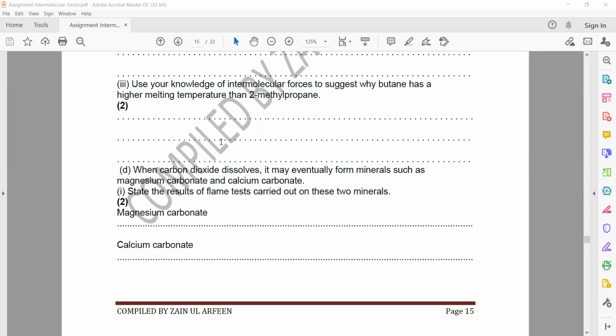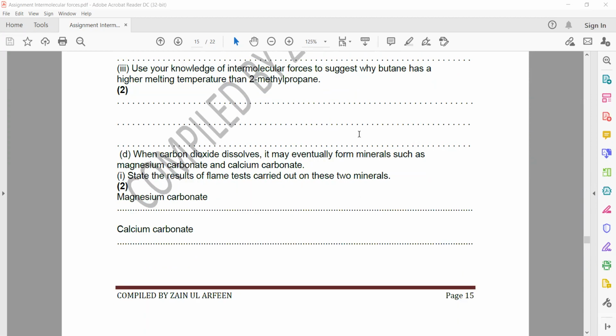When carbon dioxide is dissolved, it may eventually form a mineral such as magnesium carbonate and calcium carbonate. So state the result for the flame test. For magnesium, it is giving energy, but that is not in the visible range, so there is no characteristic flame color. We don't see any change in the flame color. But for calcium, it is giving a brick red.